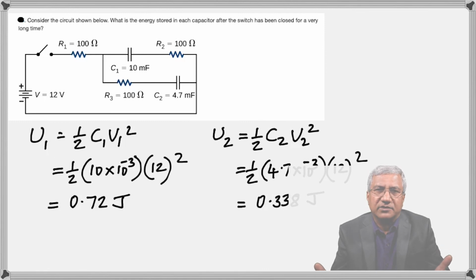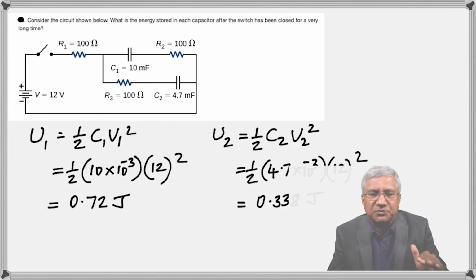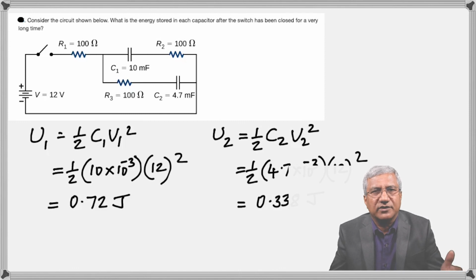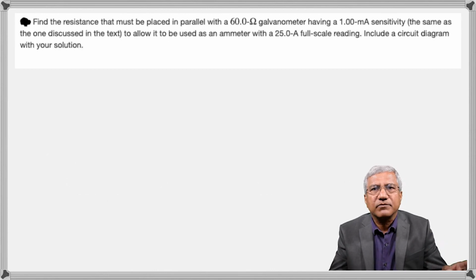This is a mathematically easy problem once you understand the physics behind it. Again, when it says it's been closed for a long time, there's no current, and that's why there is no voltage drop across the resistors. That brings us to the last one.